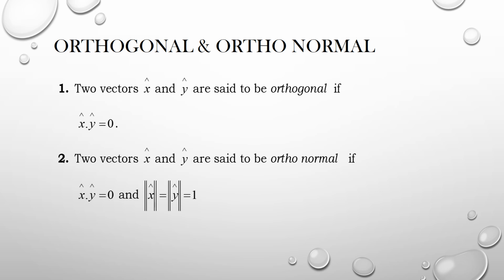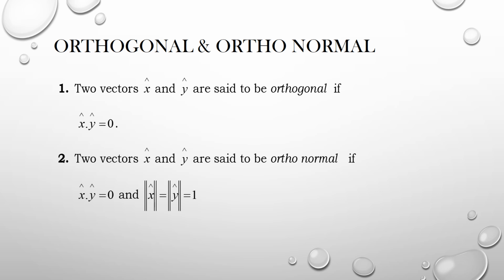Now, what are orthogonal vectors? If we take two vectors x cap and y cap in Rn, they are said to be orthogonal if x cap dot y cap equals 0. That means two vectors are orthogonal if their dot product is 0.